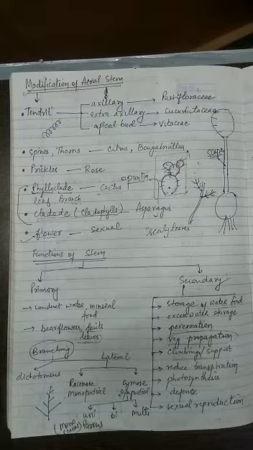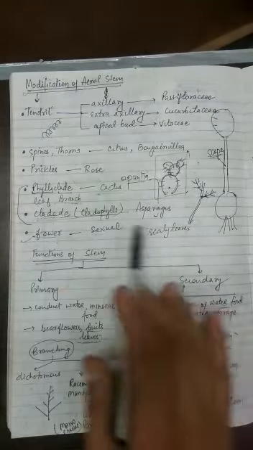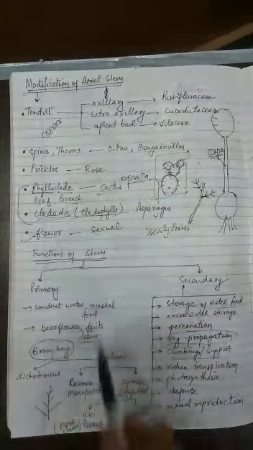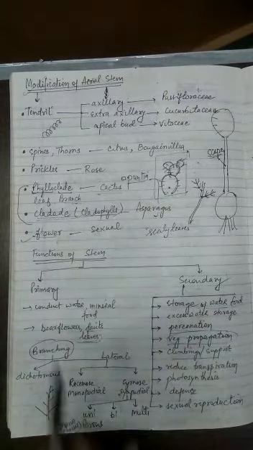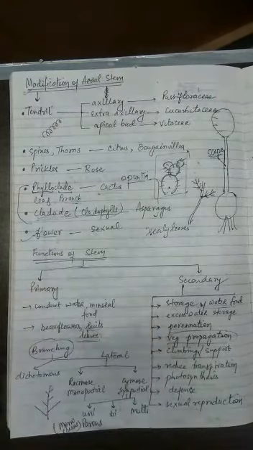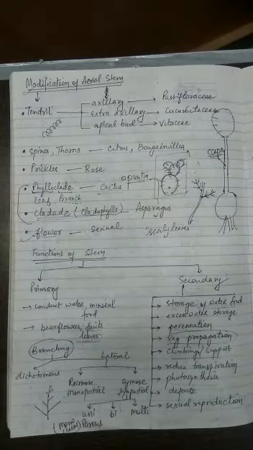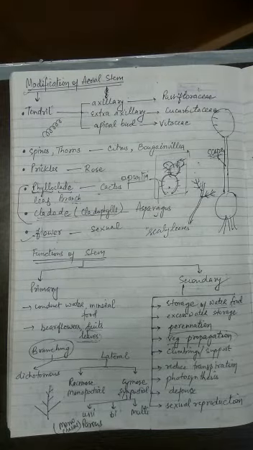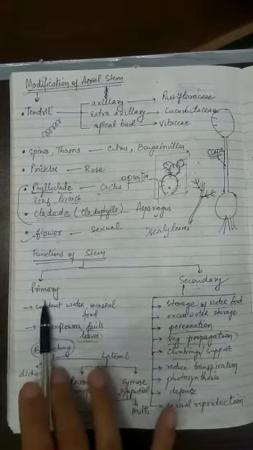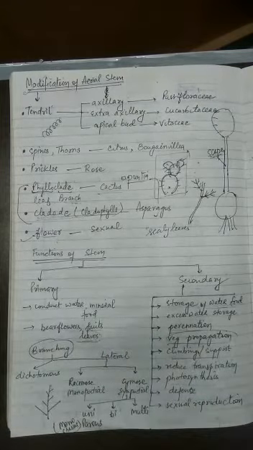Phylloclade and cladode, we understood, are the photosynthesizing modifications of the stem. In phylloclade, the whole stem or shoot system develops into green color, photosynthesizing portion, fleshy portion, like in the case of cactus and opuntia. But in the case of asparagus, we learned that the main stem does not modify, only the branches modify, so it is called as cladode. And then we learned flower is also a modification of aerial stem, which is very essential for completing the sexual reproduction. We understood the functions of the stem as the primary functions and the secondary function.